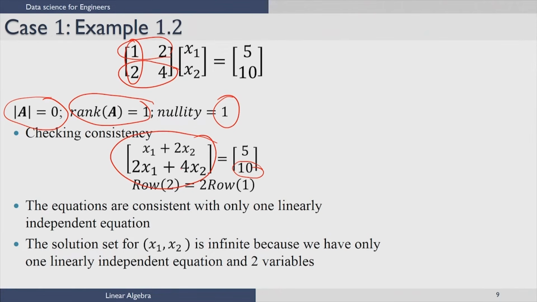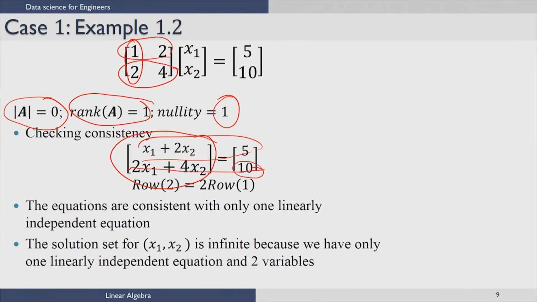So, in this case, you notice that if I solve this equation, I do not have to solve this equation, because I multiply this by 2, I get this equation. So, whatever x1 and x2 will solve that equation will also solve the second equation. So, I can drop one of these two equations. Let us assume I drop this equation out. So, I am just left with x1 plus 2x2 equal to 5.